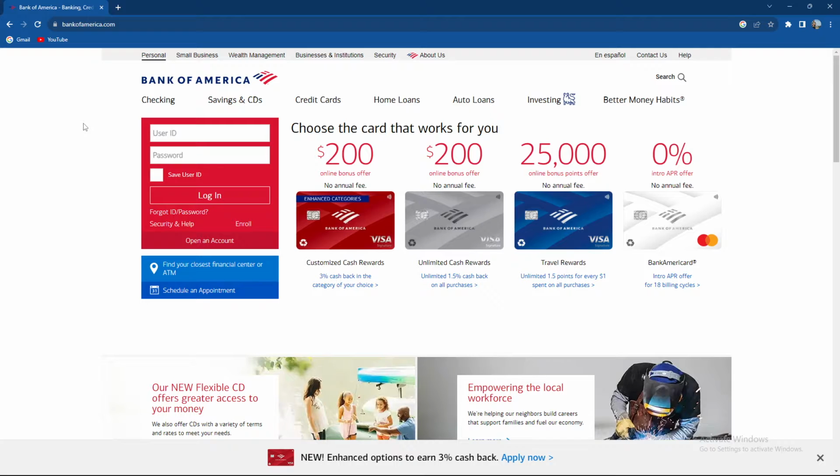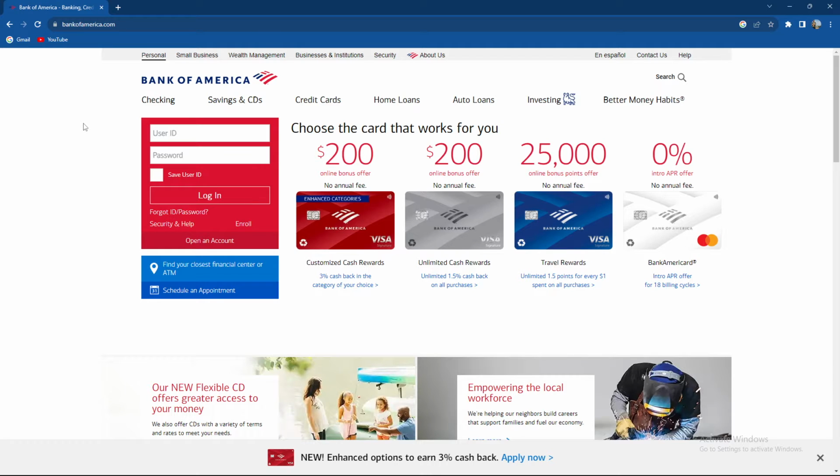Then, of course, you can contact customer support. Call the Bank of America customer service at a number on the back of your debit card or on your account statement. Follow the automated prompts or speak with a representative to request a PIN reset.